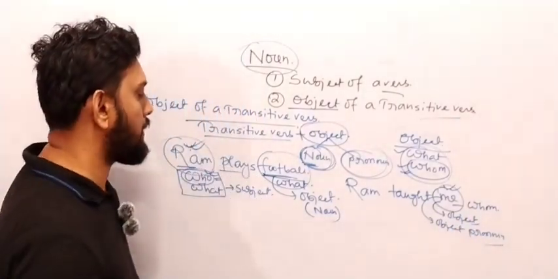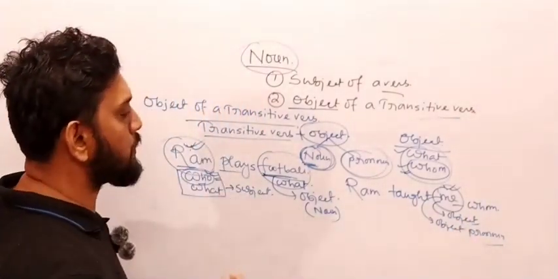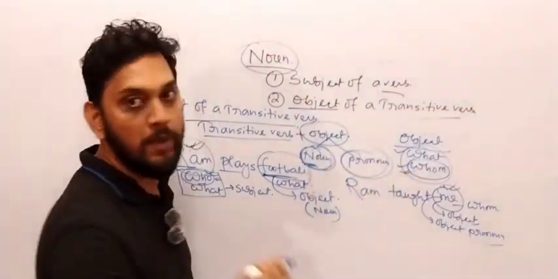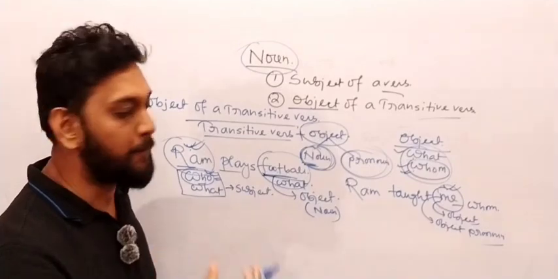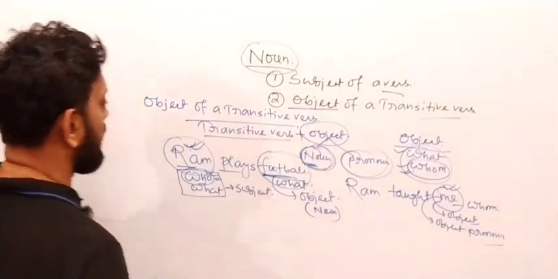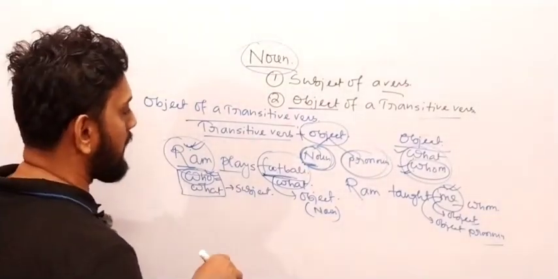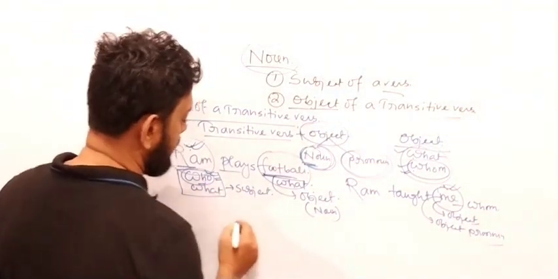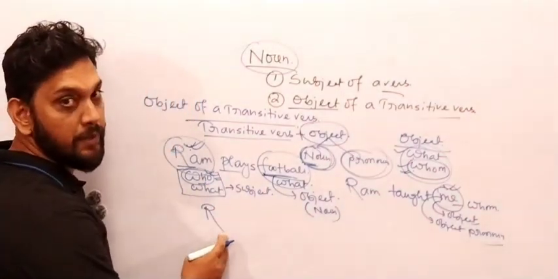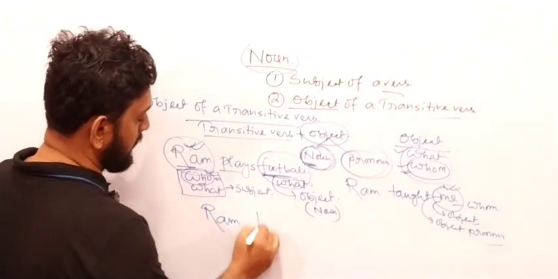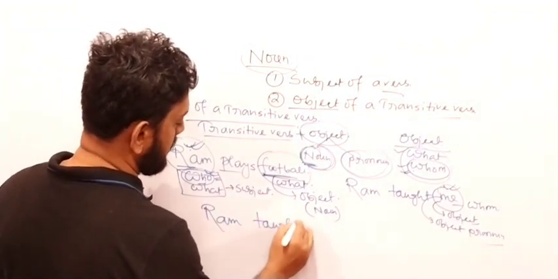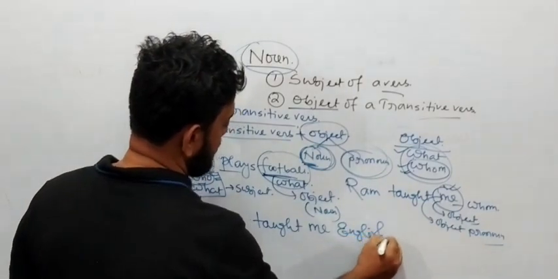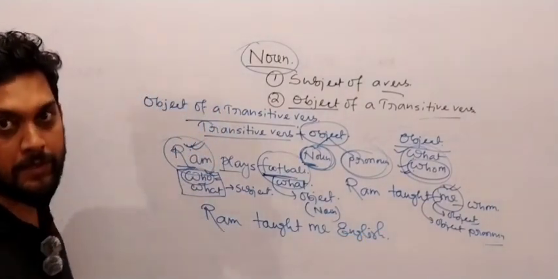Got it? Very good. So using the WH question words what and whom, we got the answer: object. Let me write another question where we use both to find out the object in a sentence. Let me write: Ram taught me English. This sentence is written: Ram taught me English.